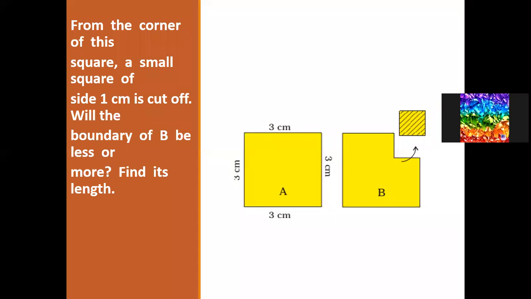Now copy the question. Please write the question. If you have any doubts, unmute yourself, ask, then mute. Two boxes are mentioned here: one is a full box, and one has a corner removed. The question is to find the perimeter of both and identify which has more perimeter. Luckily, both have the same perimeter. Complete the answer.